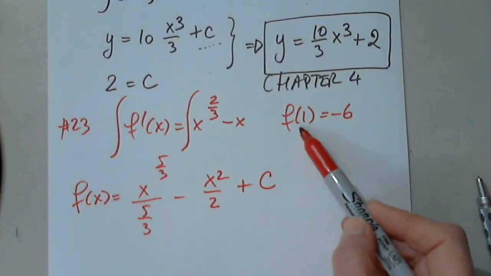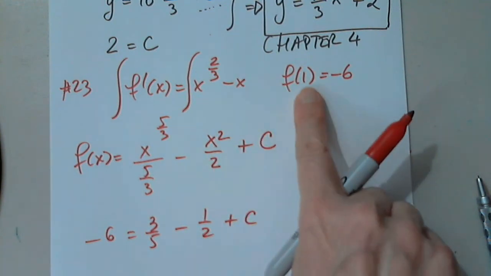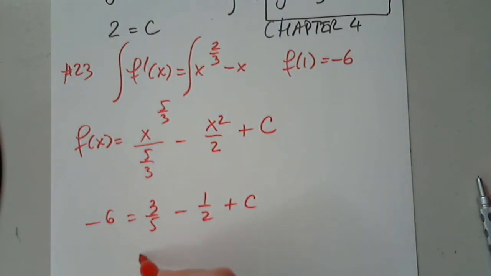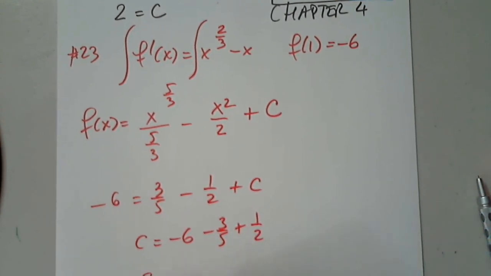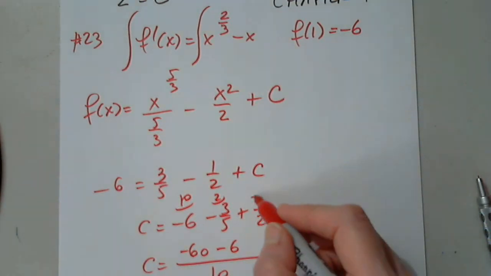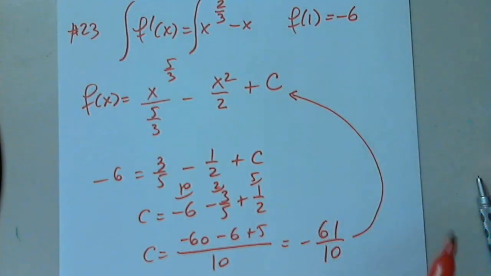We are told that when x is 1, the function equals -6. -6 equals, I flip, 3/5 minus 1/2 plus c. Because when x is 1, the function value is -6. So then c will be -6 minus 3/5 and plus 1/2. And the least common denominator is 10. So this one needs a 10, -60. This one needs a 2, -6. This one needs a 5, plus 5. So -61 over 10.